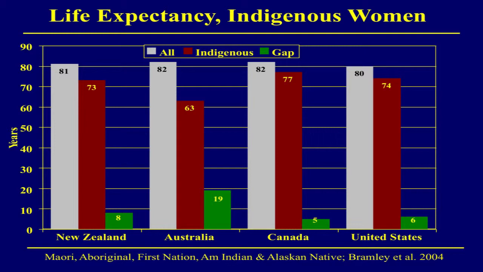In the United States, for whites, it's 80 years. For the indigenous population, it's 74 years, a gap of 6 years. Do people think this is a big number? All right, don't answer yet. I'm going to show you what it is.